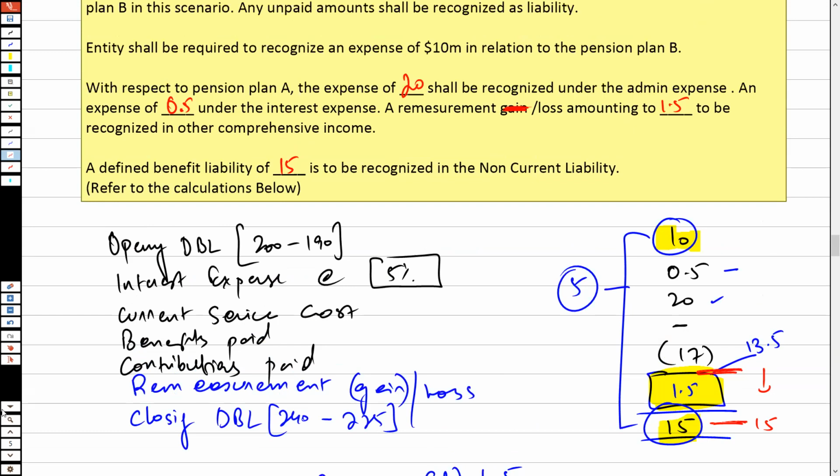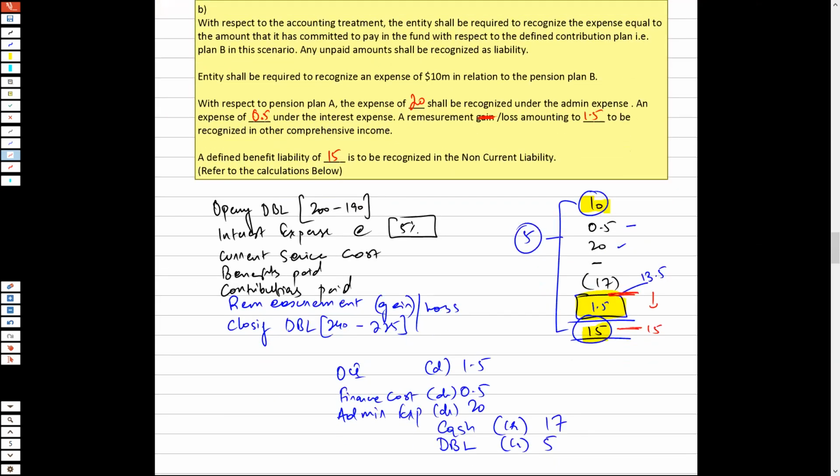So do you people get it? You've got to show the workings, you've got to show the calculations, and this is how you're going to answer it.